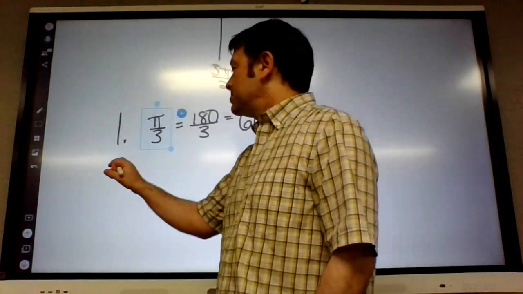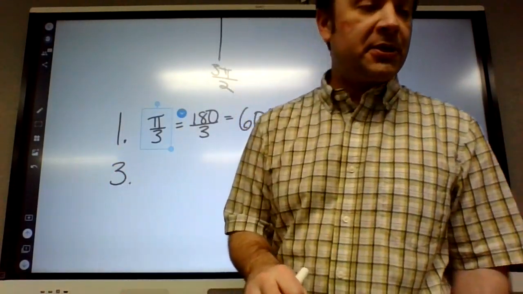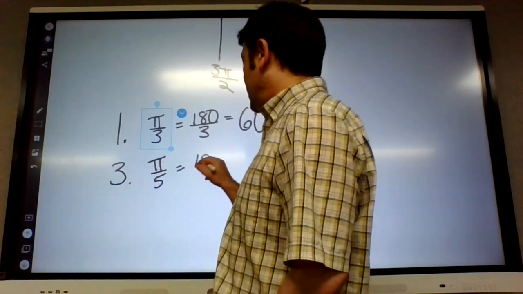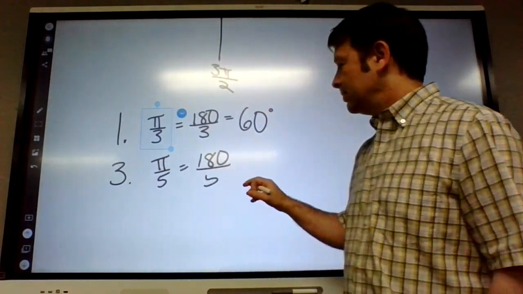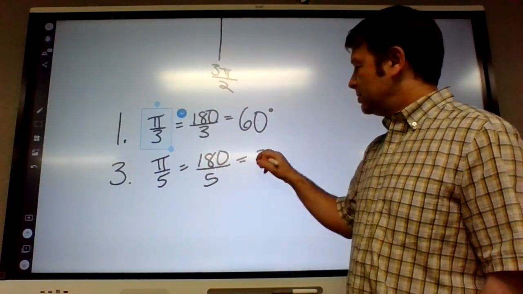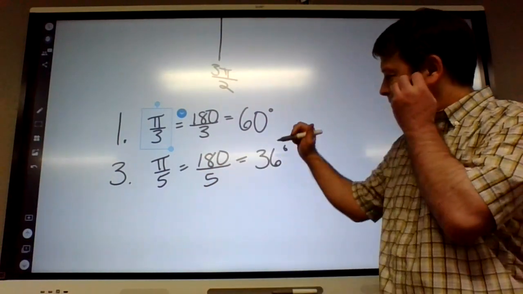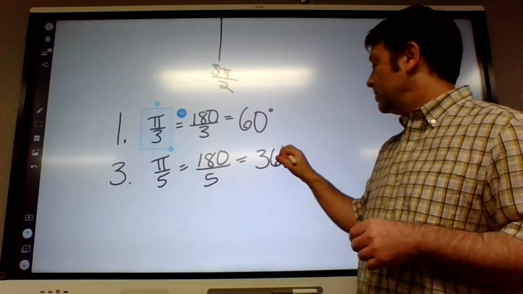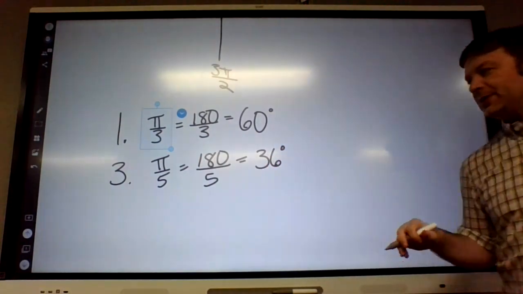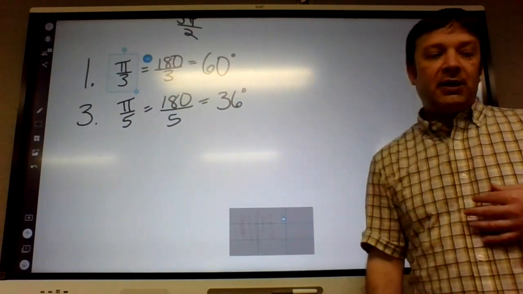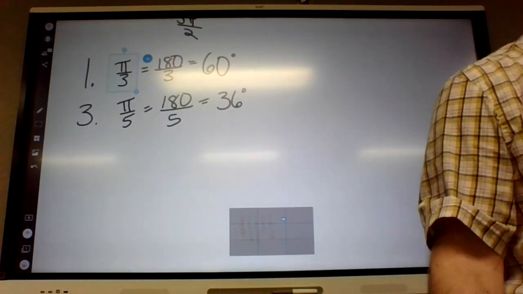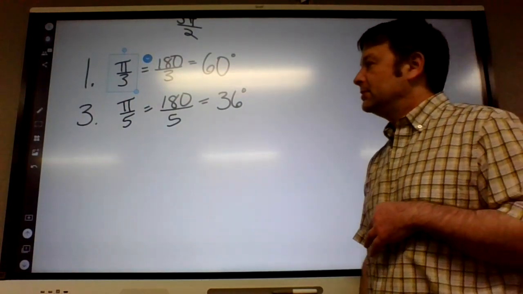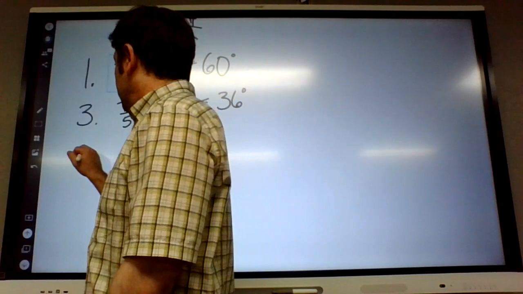Anyways, number 3 says pi over 5. That would be the same thing as 180 divided by 5, which is 36 degrees. That one might not be in the picture. So not everything's in the picture, they just had a few special ones. So on number 2, you could do 3 times 180 divided by 2. That would give you the angle, and that one is in the picture.